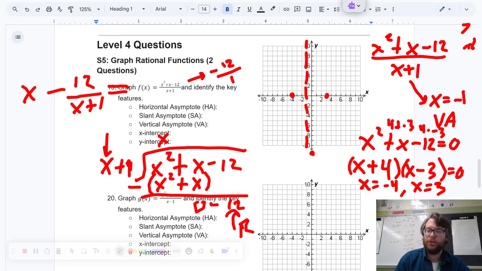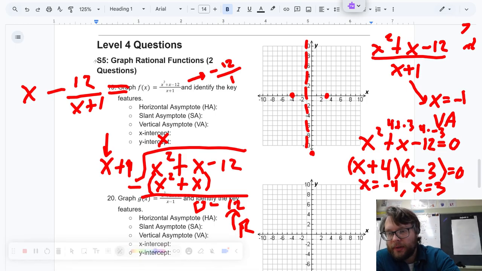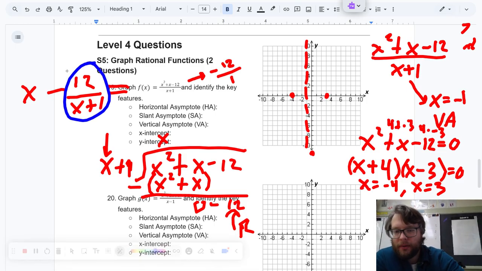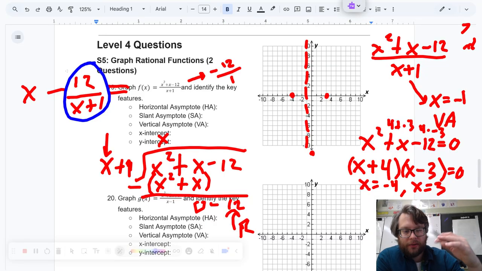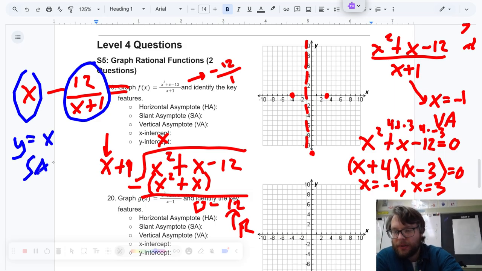And that shows me what my slant asymptote is going to be. If I look at 12 over x plus 1, this part approaches 0 when I plug in big numbers. 12 divided by 1,000,000 is almost 0. 12 divided by 1,000,000,000 is so close to 0 you can ignore it. So this part right here is my slant asymptote.